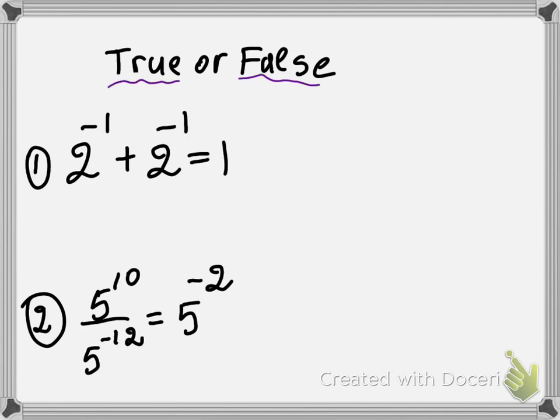So let's look at the first one. We're going to evaluate the left side. So we're going to have 2 to the negative 1 is 1/2 plus 2 to the negative 1, which is also 1/2, and that is equal to 1. So 1/2 plus 1/2 is 1. So we have 1 equals 1. Therefore, the first identity is true.